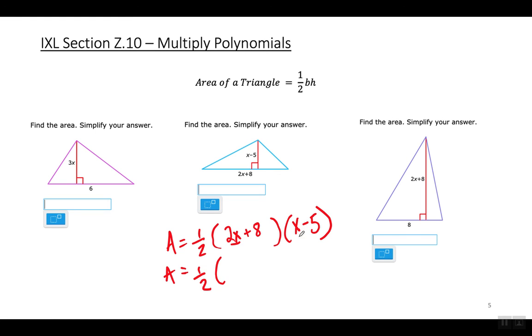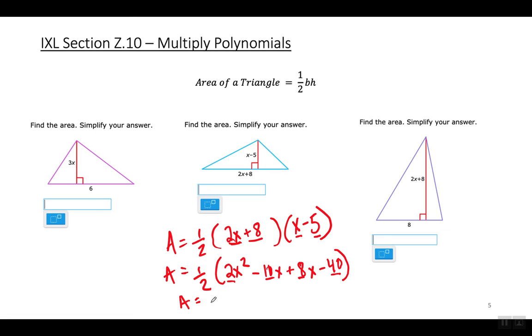All right, so 2x times x is 2x squared. And 2x times negative 5 is negative 10x. And positive 8 times x is positive 8x. And then positive 8 times negative 5 is negative 40. Okay, now when you get half of something, that means divide it by 2. All right, so the quickest way to finish this is just divide every single coefficient. The coefficient is the number in front of the variable. All right, or divide every single number that you see here by 2.